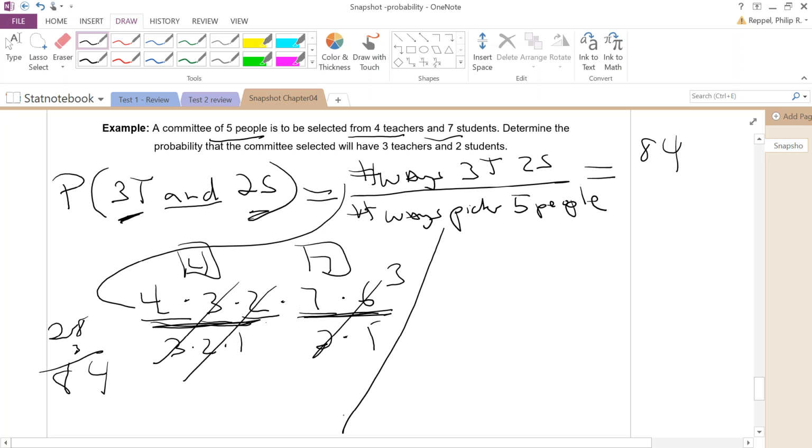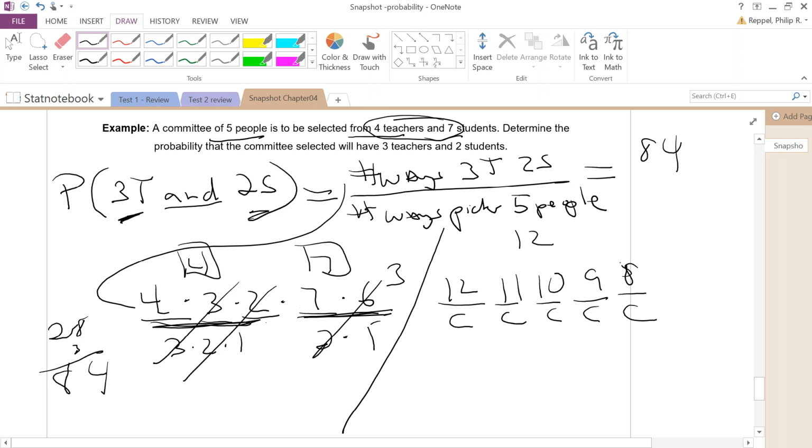Well, actually, I'll put the denominator over here, right? I need 5 people on the committee. That's what I need to do. Now, I'm not distinguishing between the teachers and the students, so there's 12 people. Start to count. Right? 12, 11, 10, 9, 8, right? Once again, there's no order. You're just on the committee. I picked 5 people. 5, 4, 3, 2, 1.